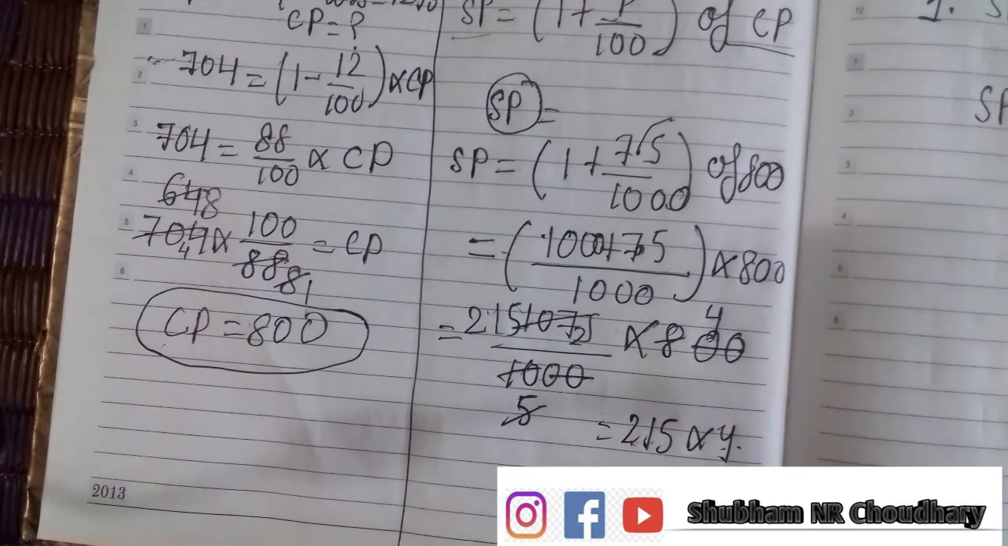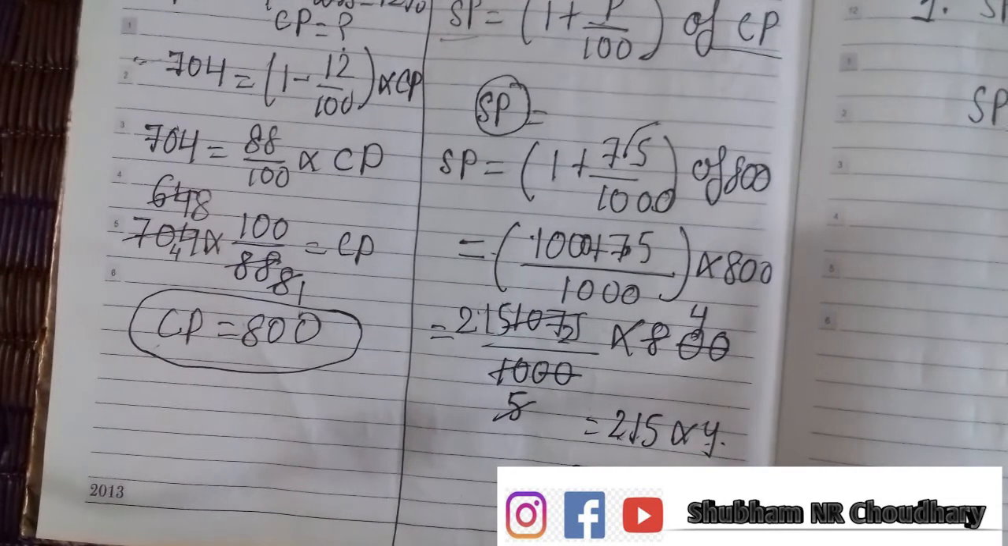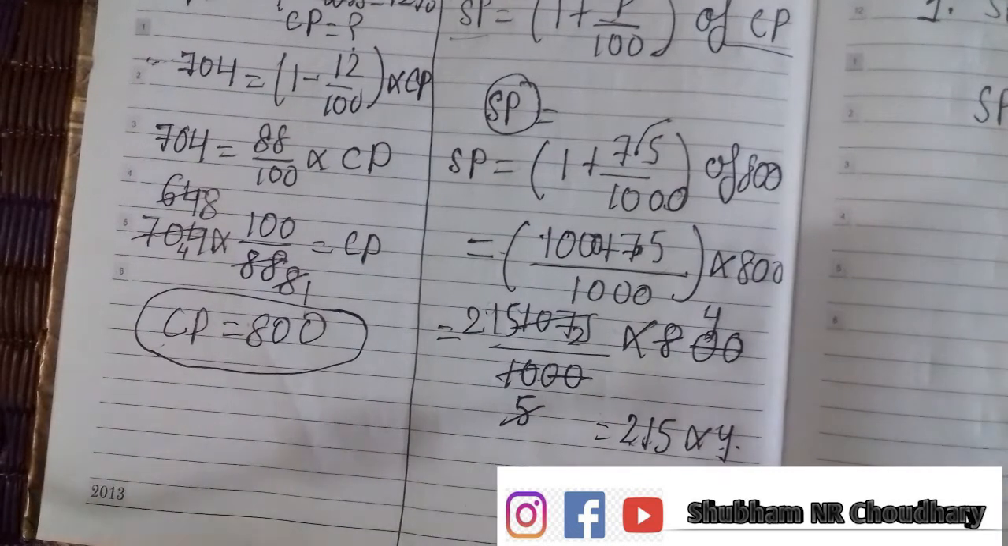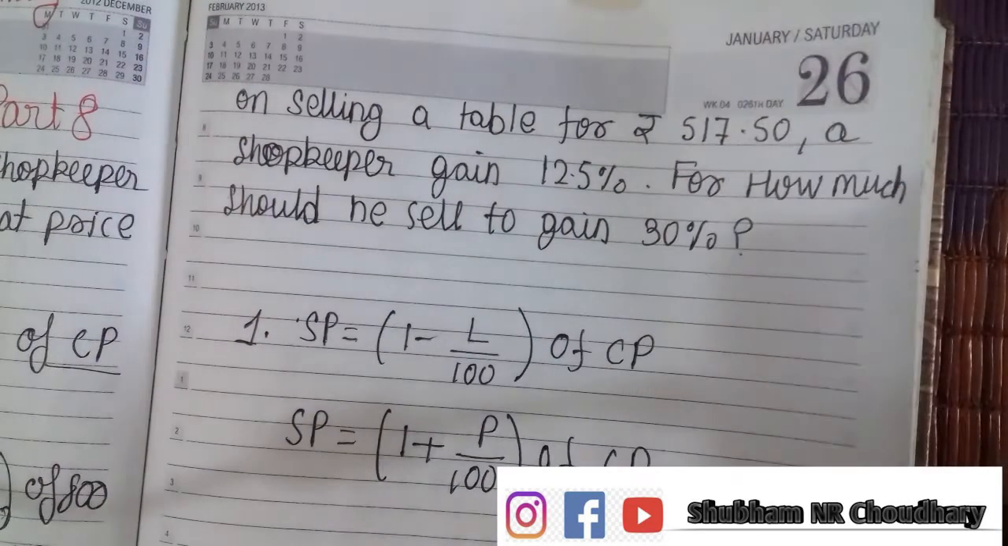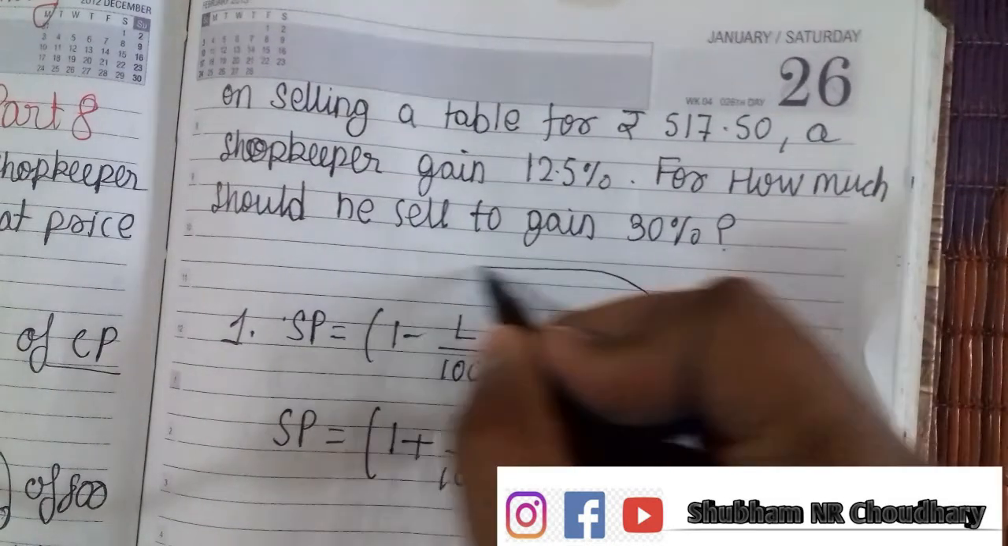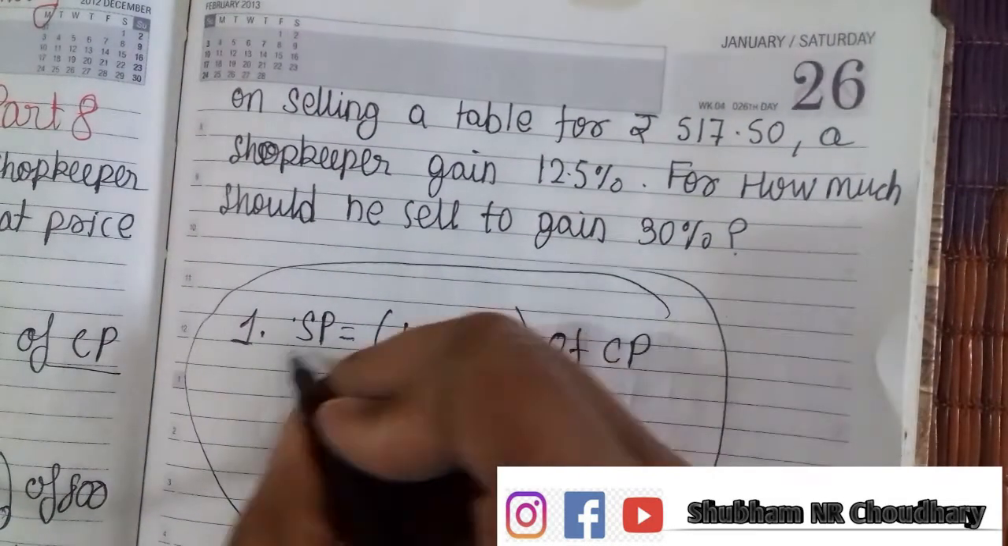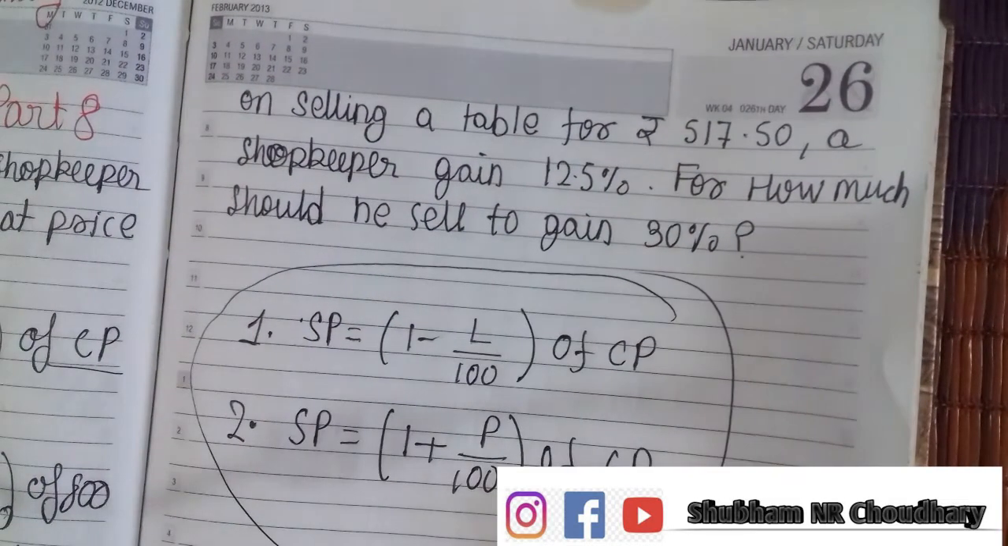So we will sell at 860 to gain 7.5%. So this is our next homework for you. Just use this formula, remember this formula, number 1, number 2, to get going.